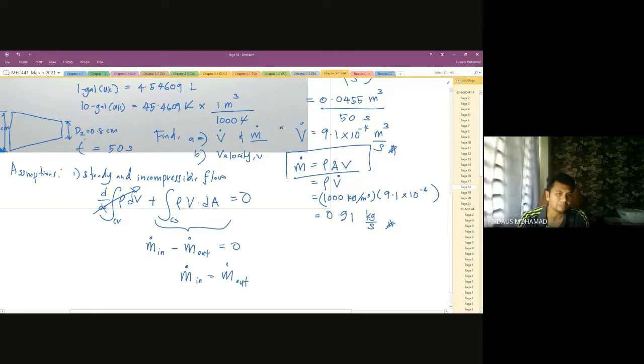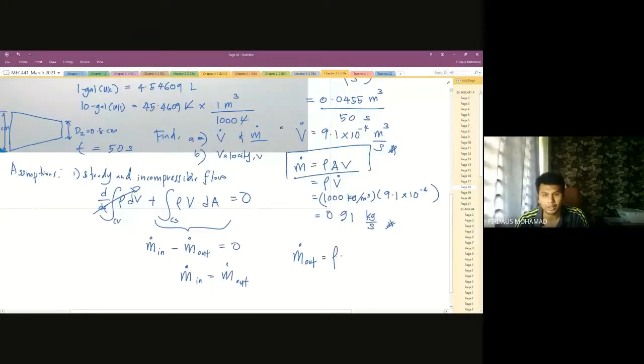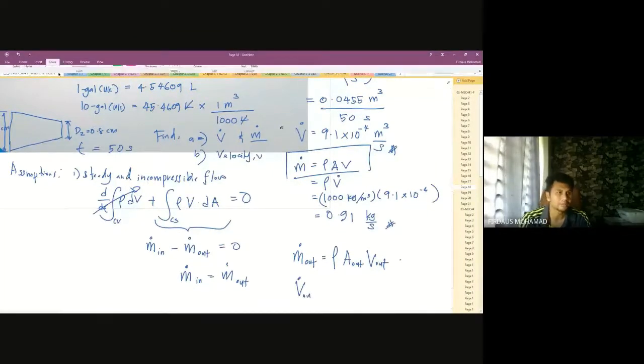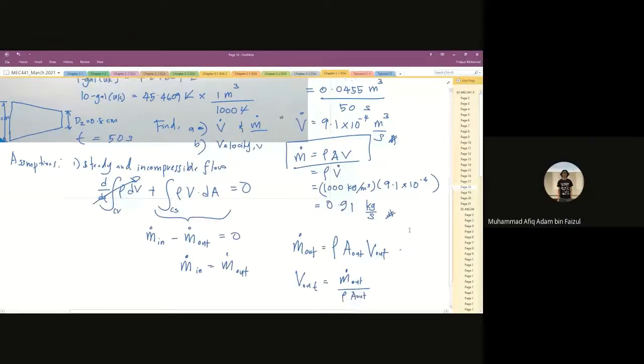Betul? Betul. Okay. So kita boleh kira lah maknanya m dot out sama dengan rho constant VA. Rho A out kali dengan V out. So V out sama dengan m dot out bagi dengan rho A out. Okay.